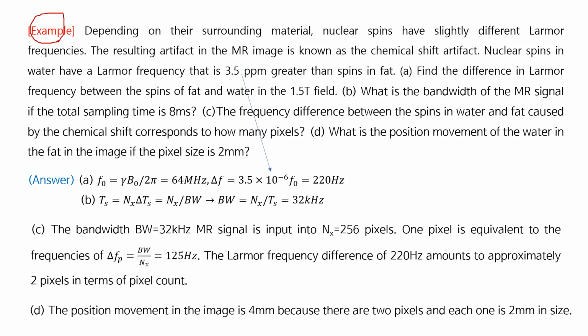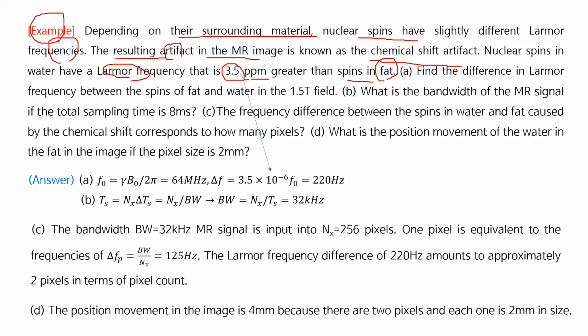Final example. Depending on their surrounding material, nuclear spins have slightly different Larmor frequencies. The resulting artifact in the MR image is known as chemical shift artifact. Nuclear spins in water have a Larmor frequency that is about 3.5 ppm greater than spins in fat.